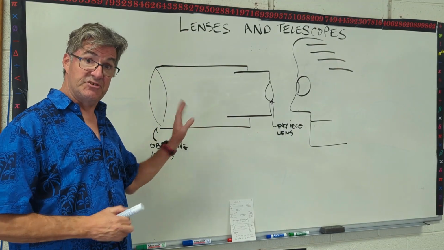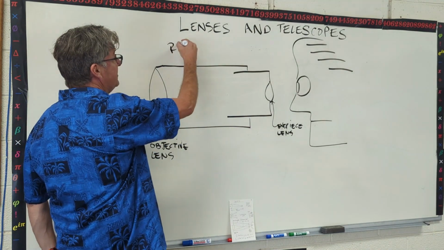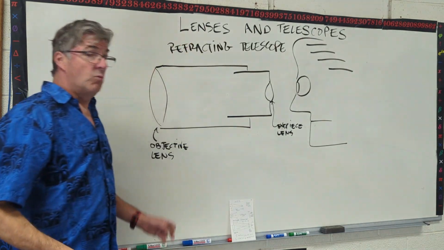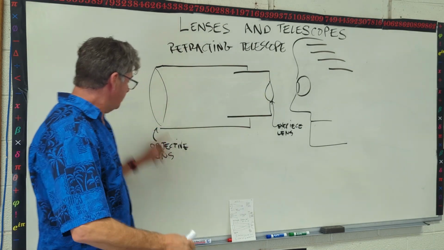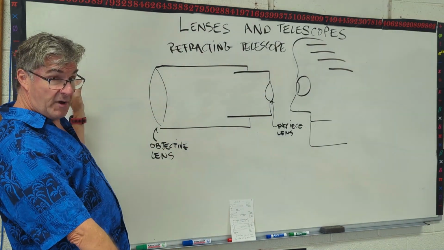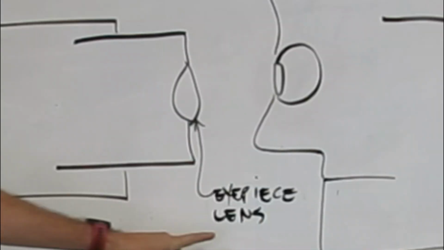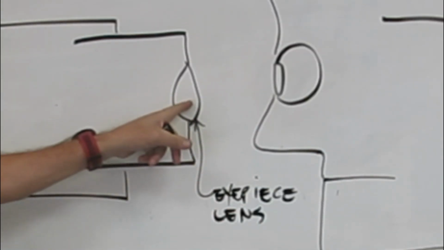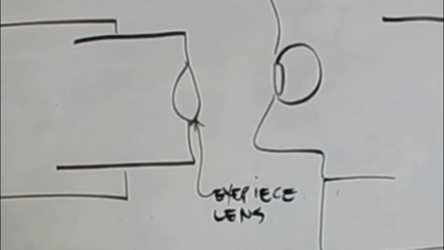And this telescope is a certain kind. This is a refracting telescope. And what we've got is we've got two lenses. We've got the objective lens. This is the lens on the outside, far away from the eyeball. And we've got the eyepiece lens. This is the one that you put your eye up next to when you look through a telescope.